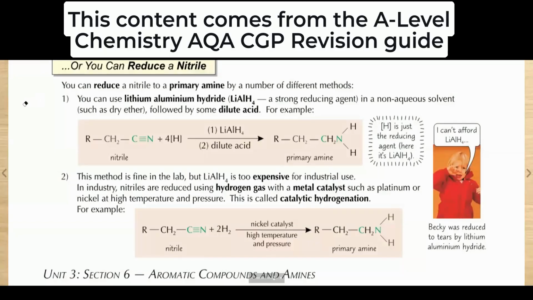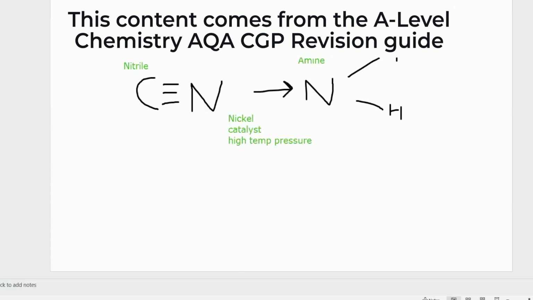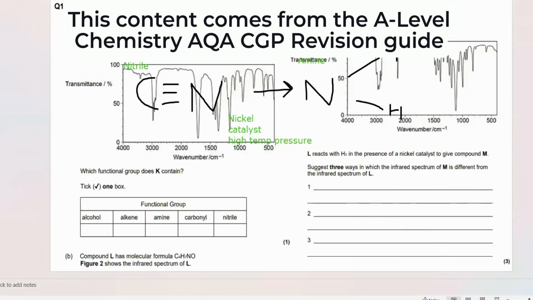This A-level content comes from the Chemistry AQA CGP revision guide. Here you can see down below on this bottom part, it shows you a nitrile with a nickel catalyst, high temperature and pressure becomes an amine. So that must be the reaction they're talking about in our question. You can use lithium aluminium hydride, LiAlH4, above, but that's done in the lab. Anyway, there's two ways to hydrogenate a nitrile.